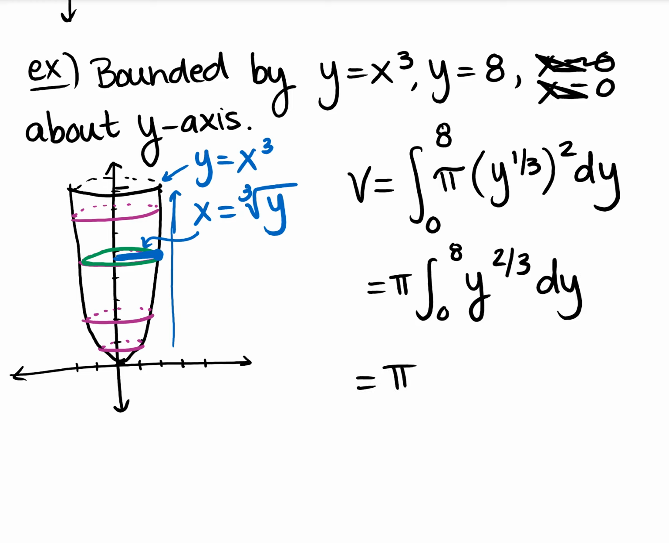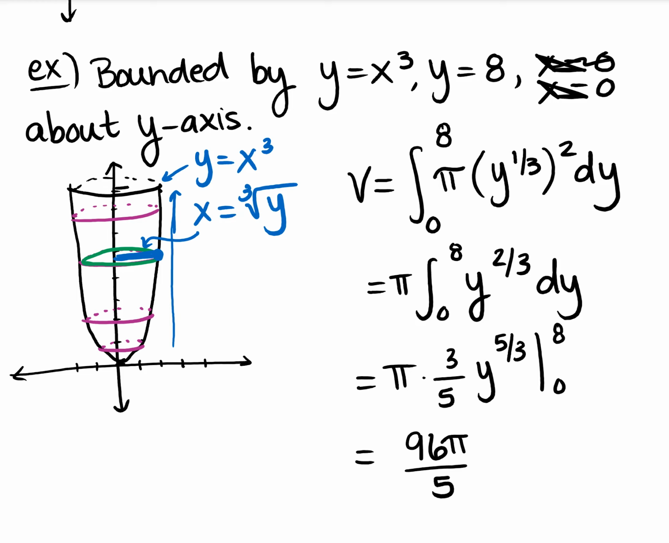Take the antiderivative. If I add 1 to that, I get 5/3, I hope. And so divide by it, I get 3/5. Man, you got to watch me doing arithmetic all by myself. That can sometimes be really bad. But if you put 8 into 5/3, you get a number, and I think we get about 96 pi over 5, or 96/5 pi.